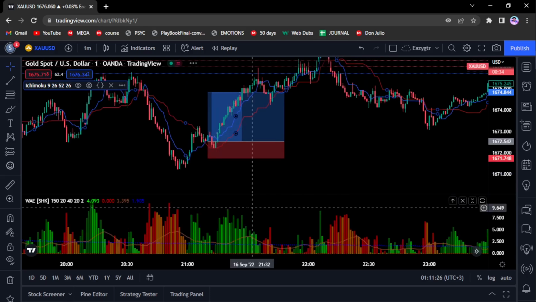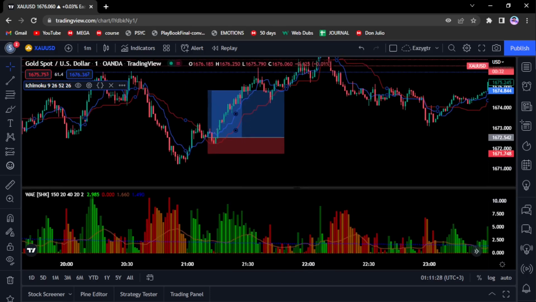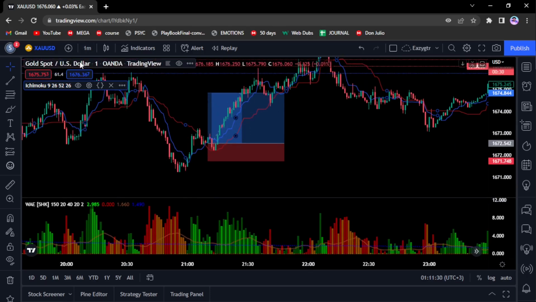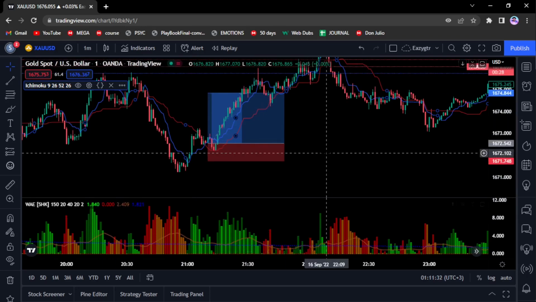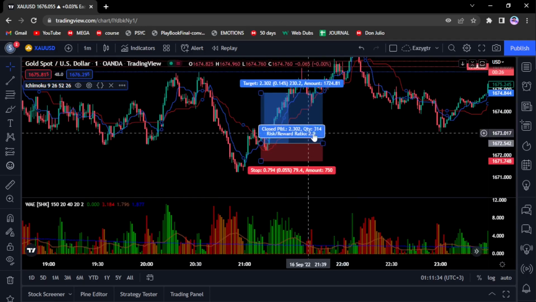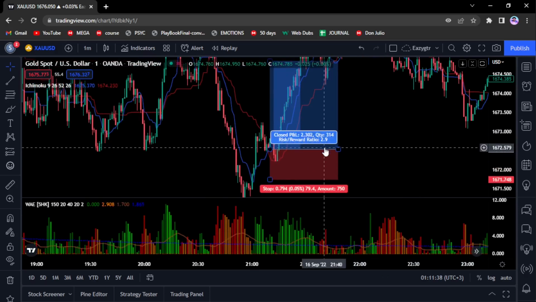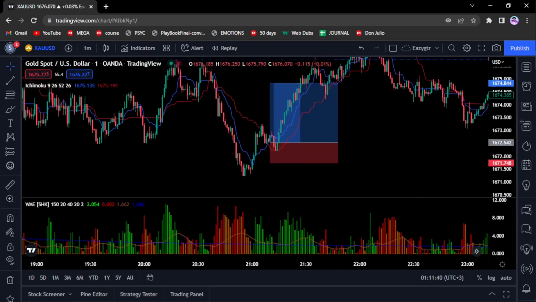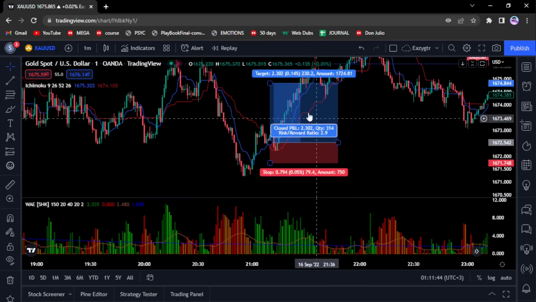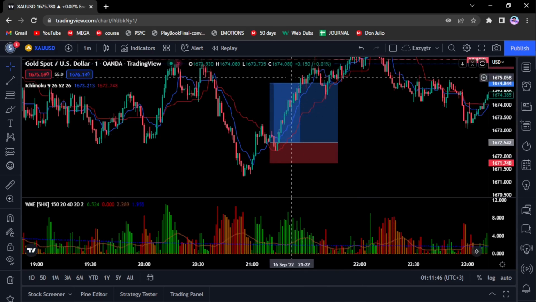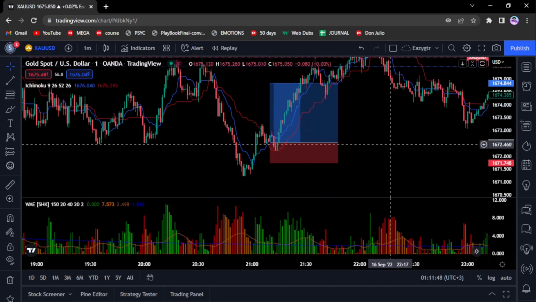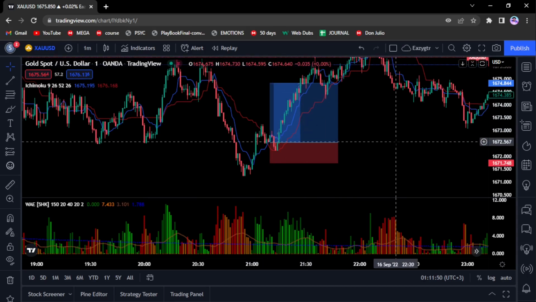Okay, so let's go over trades that you would have taken on the 1 minute gold chart using this strategy. So this is our first example, and as you can see, this is a buy with a 7 pip stop loss and a 1 to 3 for at least 21 pips. You can have it at 10 pips, 20 pips, 30. This is scalping. You can get in, get out as fast as you want.